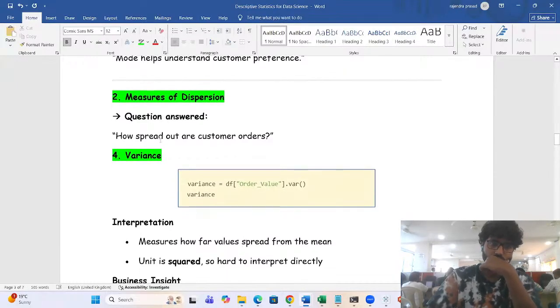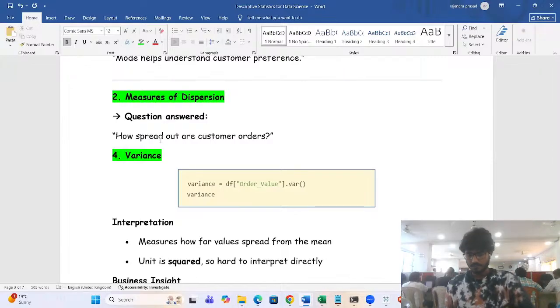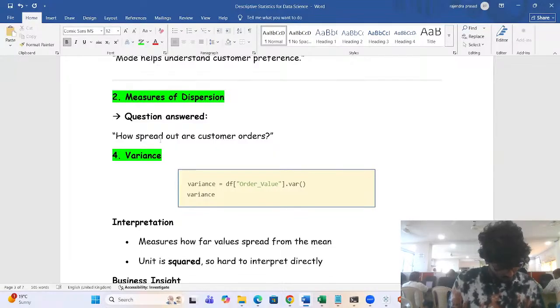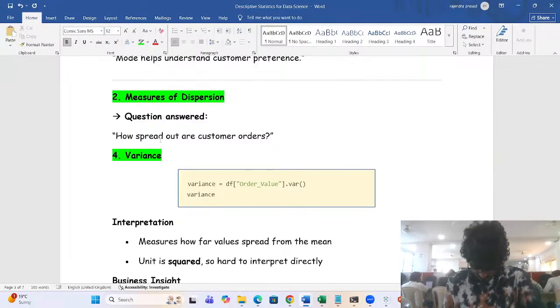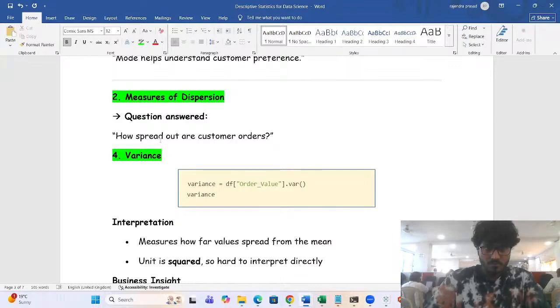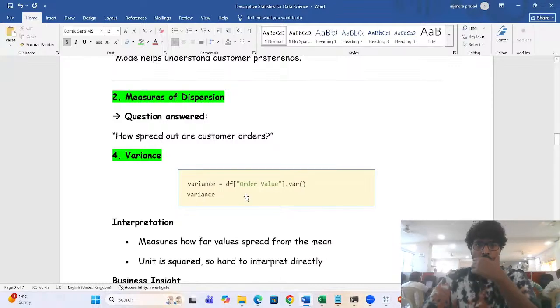It means how spread out our customer order values are. I expected 1,599, but how are the people varying? Is my expectation the same or not? Are my expectations being met or not? This will be explained by this. How do you calculate the variance? Simple. There is a function called VAR, short for variance. When you calculate, you get the variance.